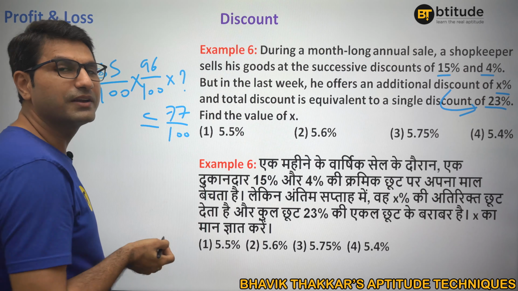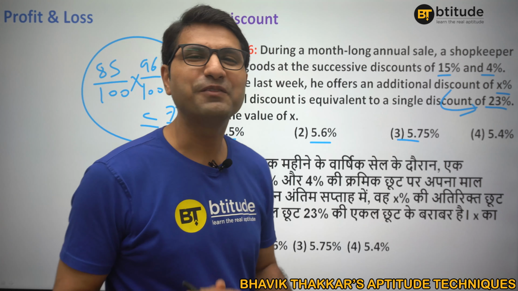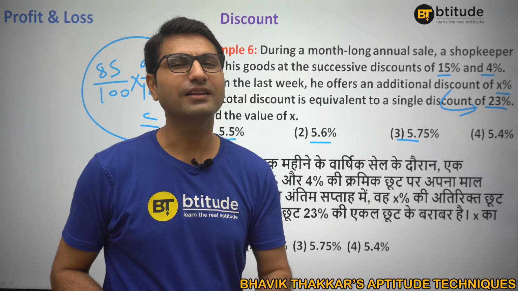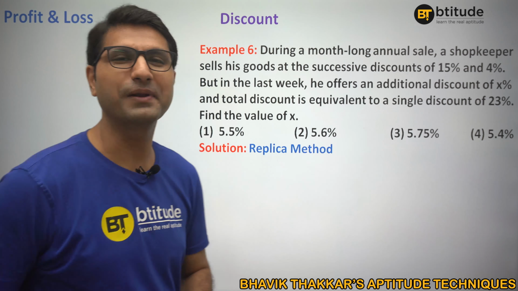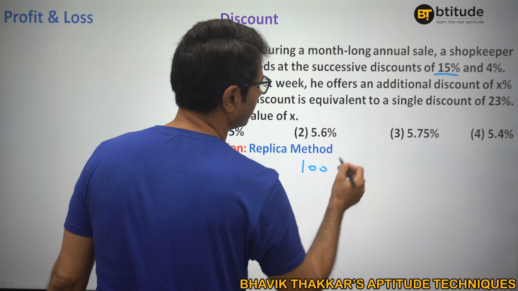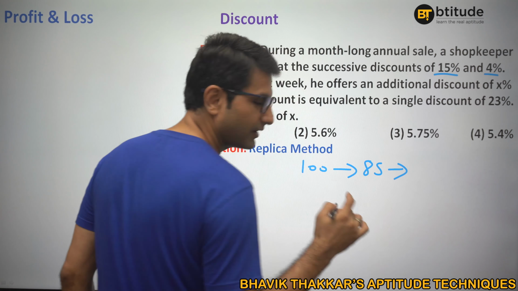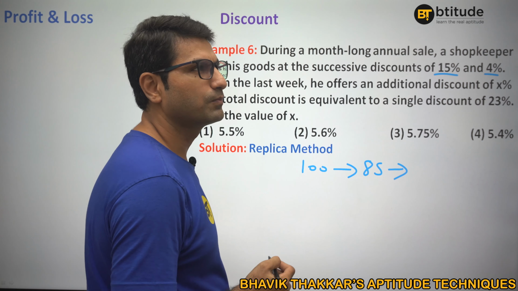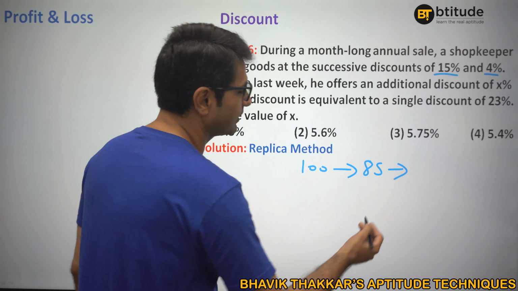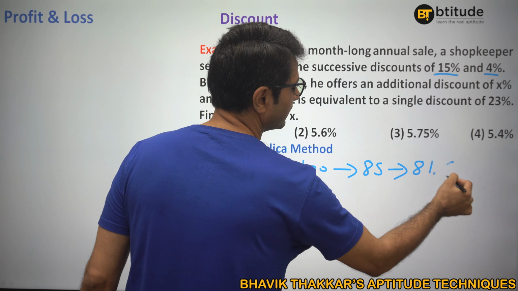But this calculation will be tough, right? Because as we can see, it is in decimals. How will you find out something in decimals so easily? It will be tough, right? So rather, why won't you go with the replica method? I would do it something like this. 100, obviously minus 15 is 85, and then minus 4%. Another discount would be what? 0.85 into 4, 3.4, minus 3.4, would be 81.6, right?